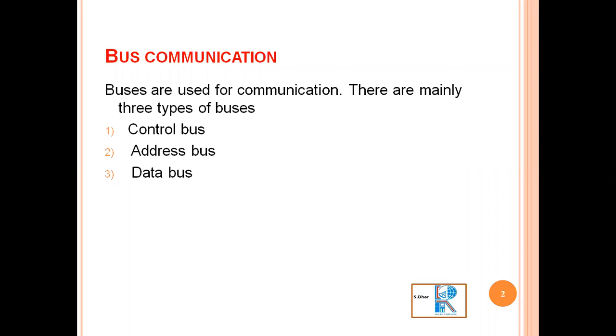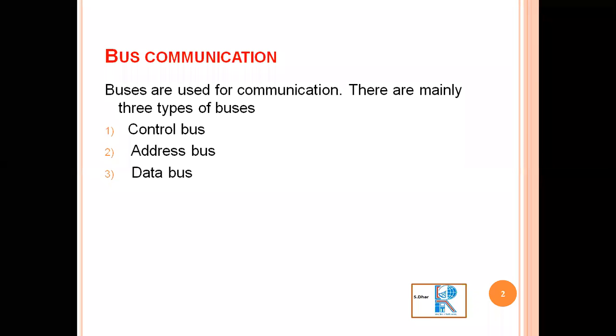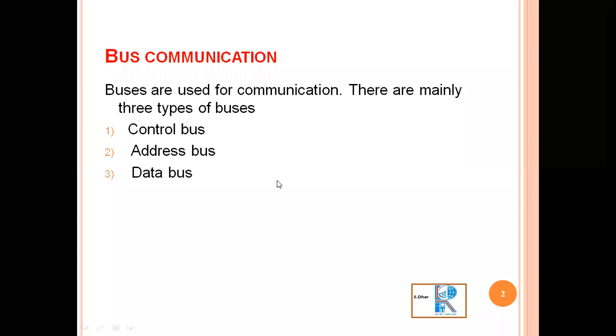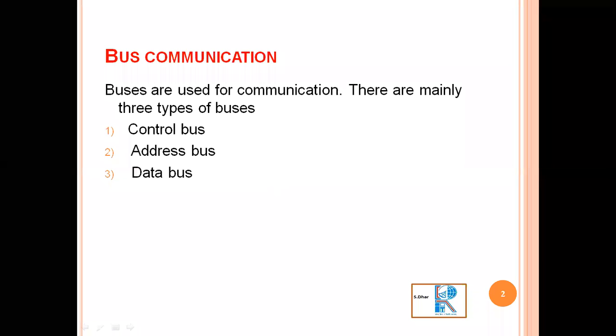That is, it may be from memory to I/O device, or memory to register. In this way, the data bus is used for communicating between the two types of devices. So there are mainly three types of buses, and using that bus, one particular component can connect with another component in a system. This is called bus communication.